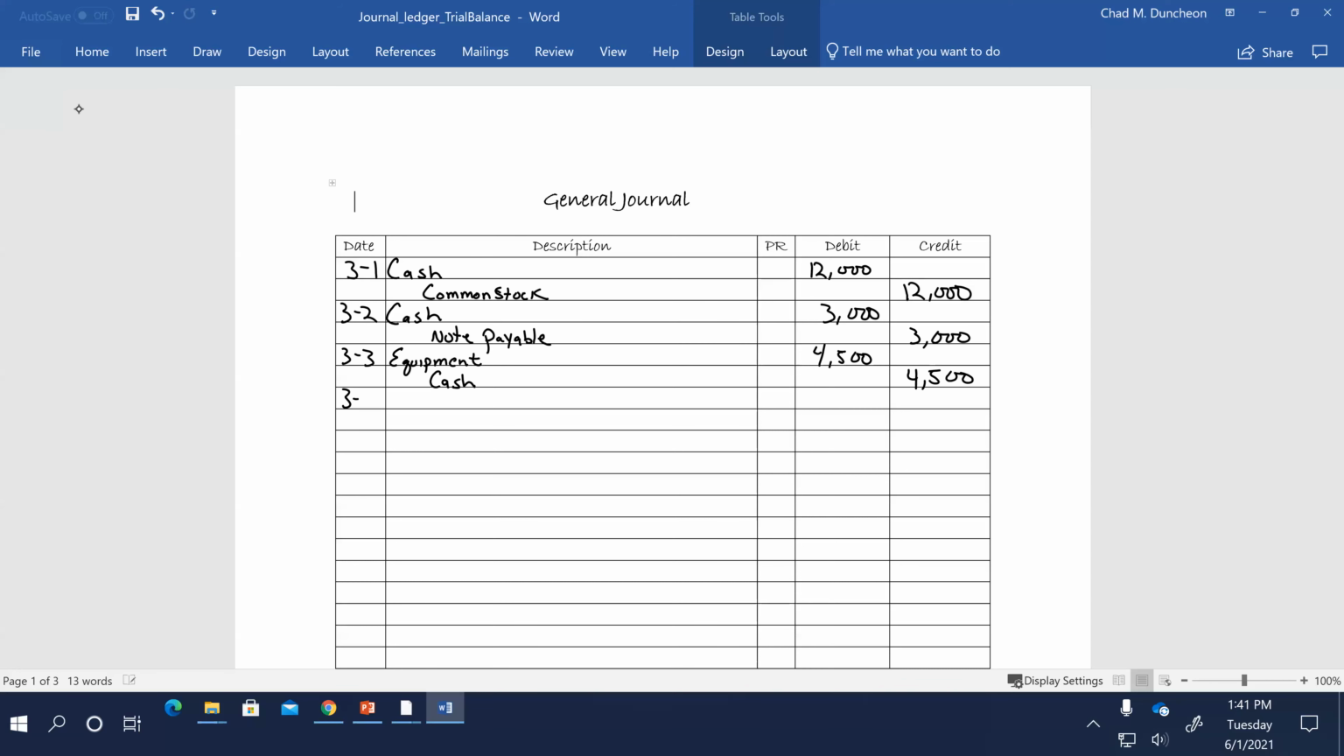From 3-4, to increase the asset is the debit entry. We have prepaid insurance in the amount of $1,200. And again, cash was paid, so our cash is decreasing. So it requires a credit entry for $1,200.